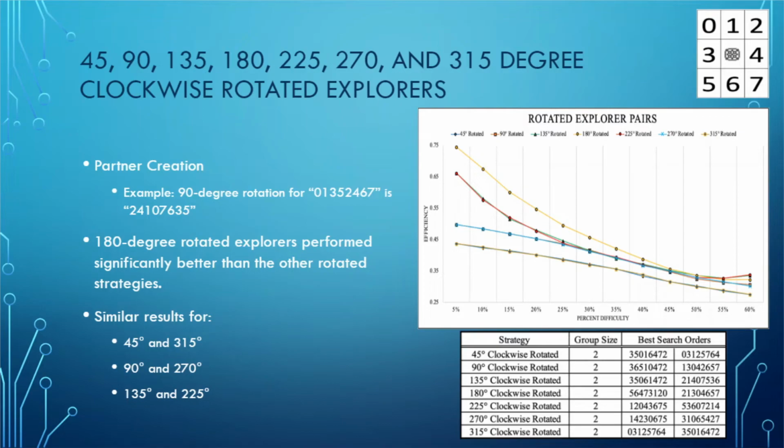A second thing to note is that there were similar results for 45 and 315, 90 and 270, and then 135 and 225. This was because the same search orders could be generated for each pair. This can be seen in the table below, where the 45 degrees and the 315 degrees had the exact same search orders for the best pair.